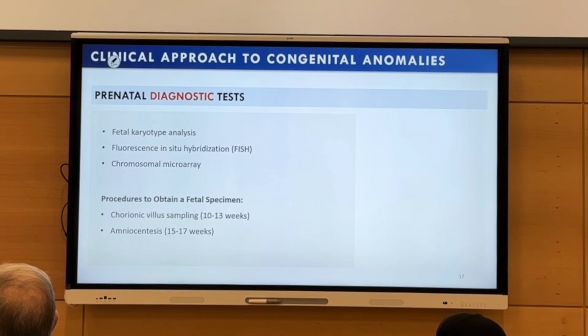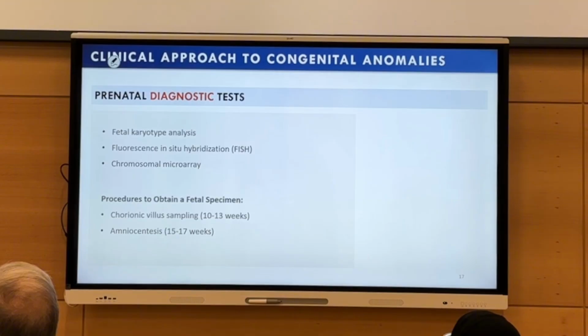So when are you going to do these tests? In which trimester? First trimester. Why do you need to do it in the first trimester? To be able to terminate. So it's to make a clinical decision.